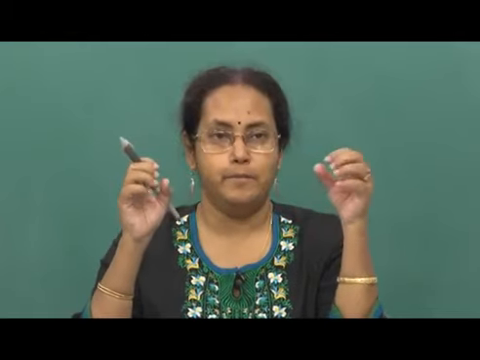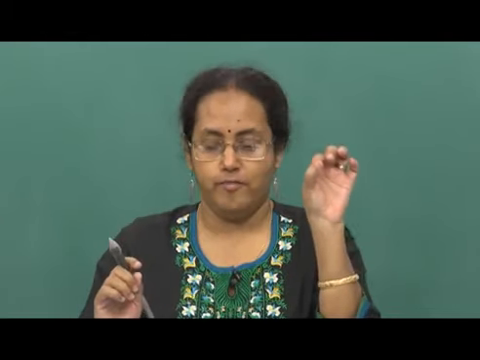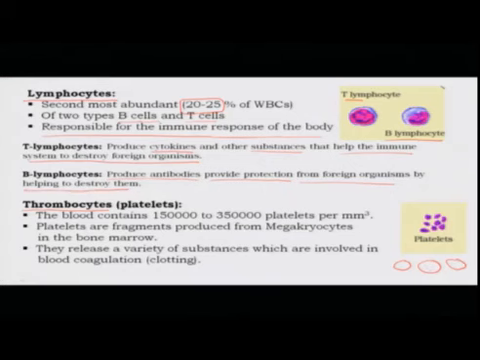The megakaryocyte fragments into little bits, and these little membrane bound fragments of a cell do not really contain any nucleus, but they have a lot of proteins and other factors present inside them. These little packets are called platelets, and they are known to release a variety of substances which are involved in the process of blood clotting. I will tell you more about the process of blood clotting in the later part of this lecture.